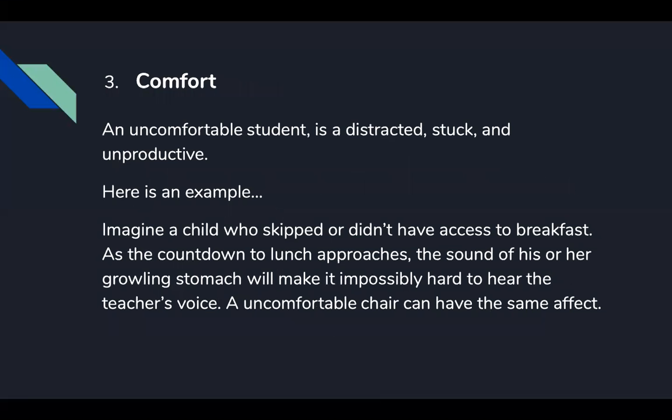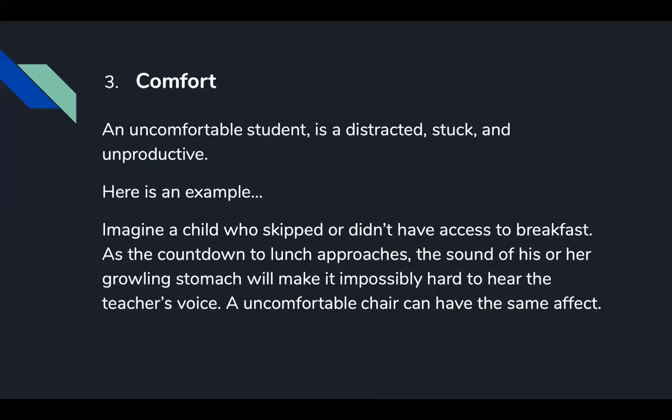Yeah, so the third benefit is going to be comfort, which plays along really well with physical health as well. And as Ali talked about, an uncomfortable student is a distracted, stuck, and unproductive student. So in this case, we're going to give you guys an example just to think about. So just imagine a child who skipped or didn't have access to breakfast.